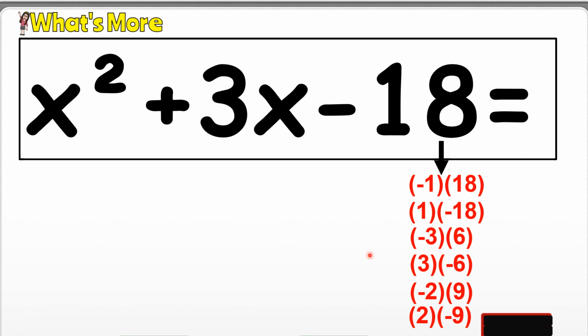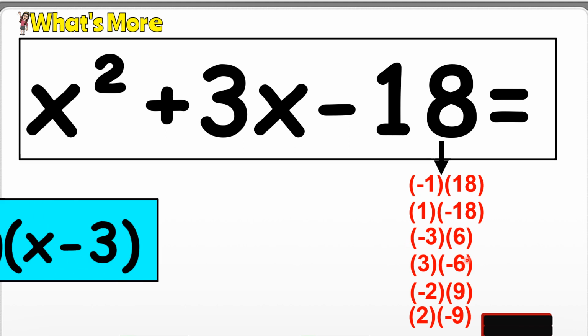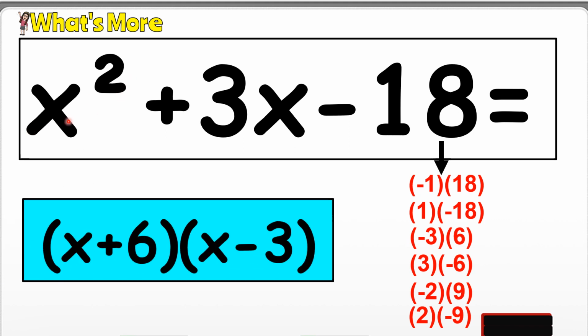Ayan, dito sa factors ng negative 18 na pag pinag-add ko, ang sagot ay positive 3. Okay. That is negative 3 times 6. Tama? So, therefore, ang factored form po nito ay quantity x plus 6 times quantity x minus 3. Diba? Kasi positive 6 plus negative 3, positive 3. Positive 6 times negative 3, negative 18. Pinaghiwalay mo lang tong x squared. You get the square root, kaya x and x siya. Okay?